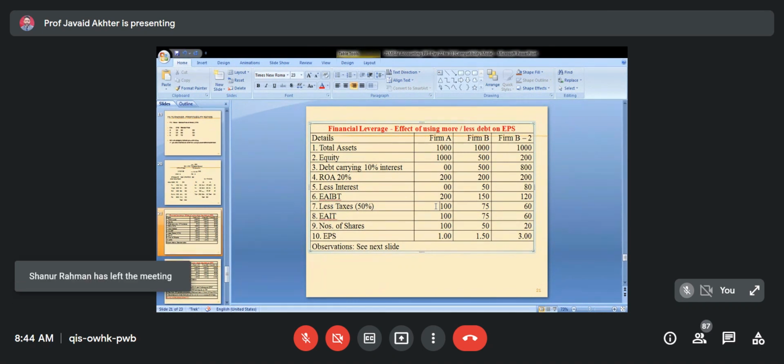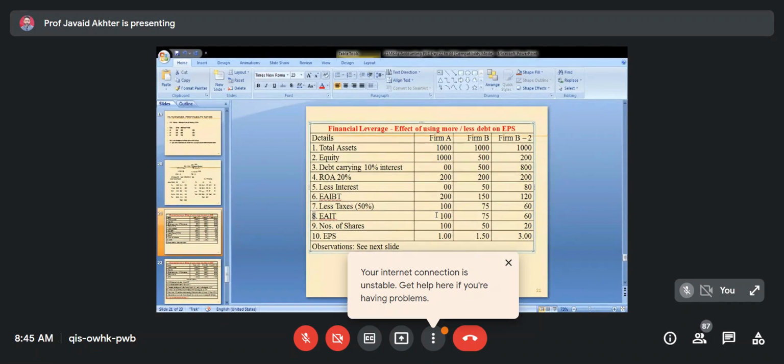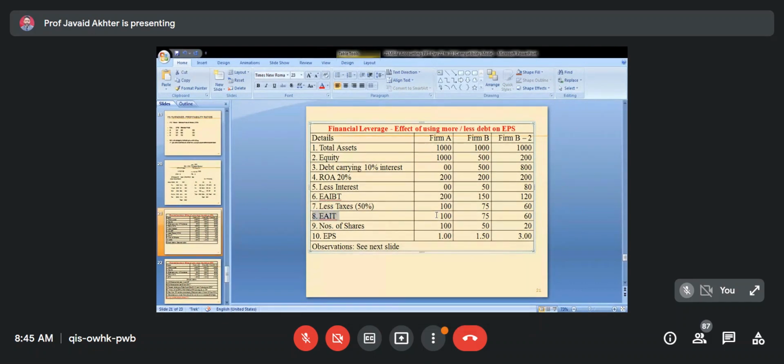Just for the simplicity of calculation, I have assumed this. How much taxes will company A pay? Because its earning is 200, and how much will B pay? 75, because out of 150, it will pay 50% taxes. Now, how much is earning after interest and taxes? 175. So up to serial number 8.